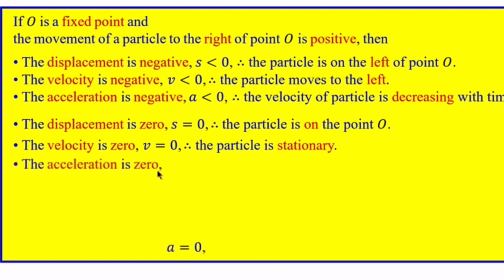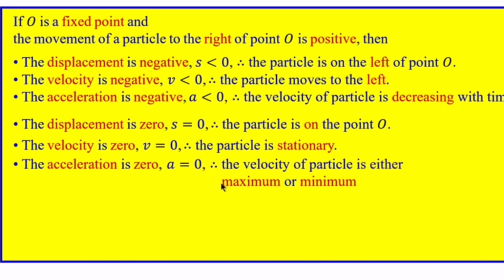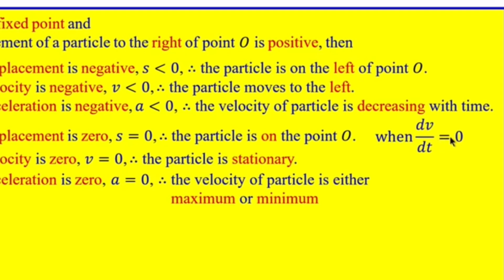When the acceleration is 0, a equals 0, what is the meaning? It means the velocity of the particle is either maximum or minimum, right? So when dv/dt equals 0, dv/dt is actually the change of velocity with respect to time, which is acceleration. So when acceleration is 0, the velocity is either maximum or minimum, because acceleration is the change of the velocity compared with time, right?